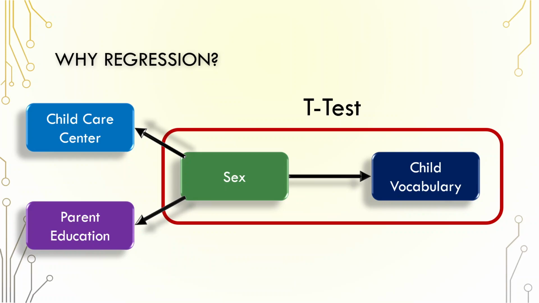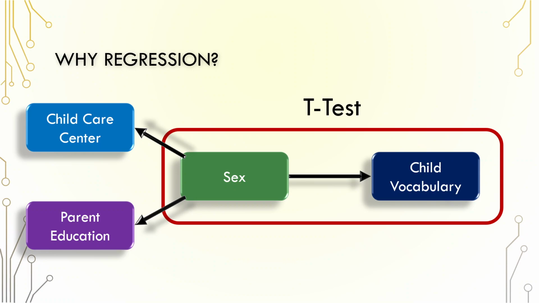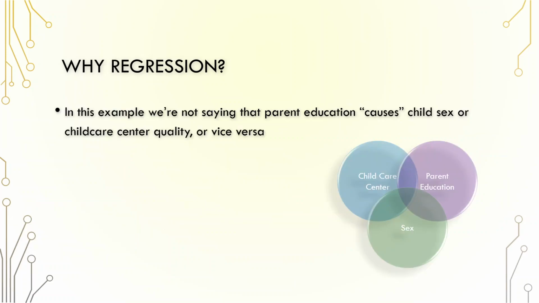So this is where regression's really going to come in. Now, I do want to clarify something because I've used that word cause a couple times. In this case, I'm not saying that parent education is causing child sex. What we're saying is the real problem is that those three potential independent variables, sex, parent education, and childcare center quality, might all be correlated rather than causing each other.